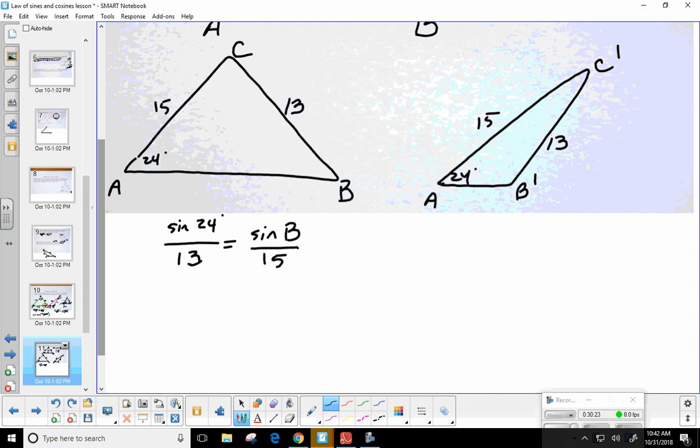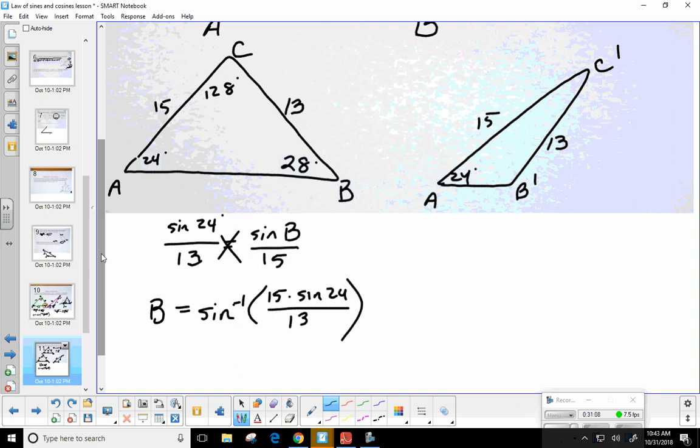Okay. All right. So let's see here. If I cross multiply, I know that B is going to equal the sine inverse of 15 times the sine of 24, all divided by 13. All right. So somebody help me out. What are you getting for angle B? I got 28. Okay. So this is 28 degrees. Everybody's okay? Now, finding that first angle will help me also find angle C. So 180 minus 28 minus 24. I got 128. Good.